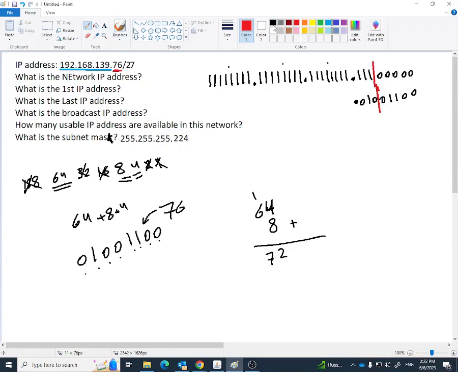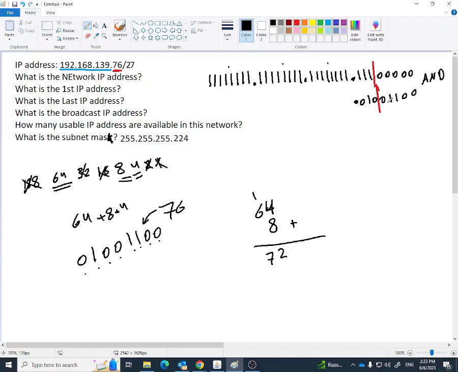Now, with that being said, to extract the IP address of the network, we simply have to apply the AND logical operation between those two numbers. And the AND logical operation will give you a 1 only when both bits are 1. So this is going to be 0, this is going to be 1, this is going to be 0, and the rest are going to be zeros.